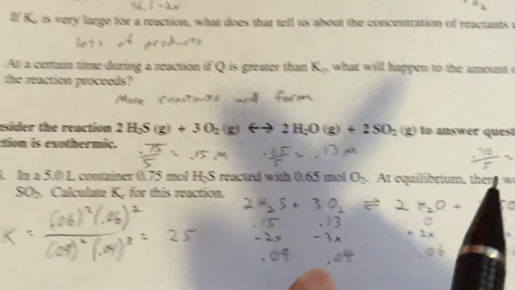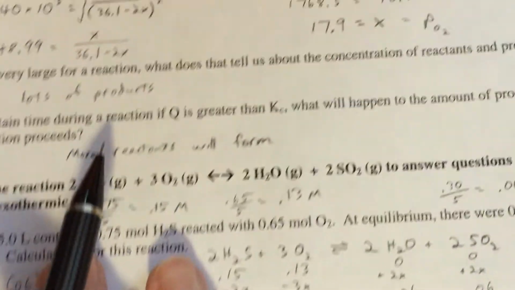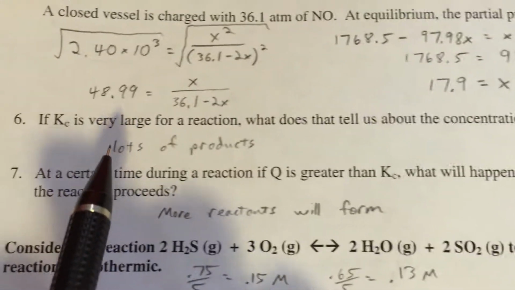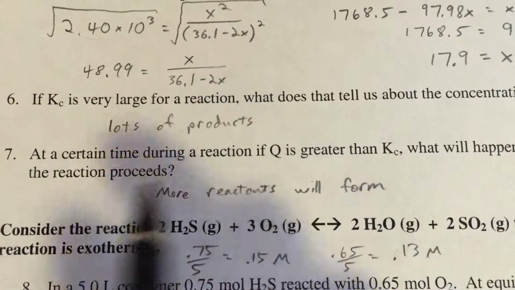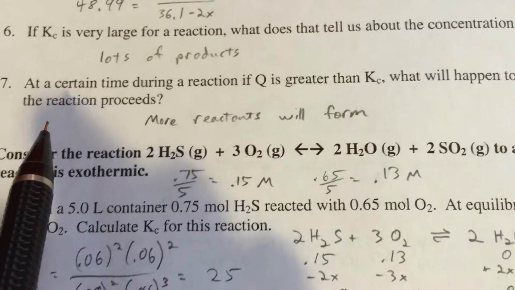Now 6, if Kc is very large, what does that tell us about the concentration? There are lots of products. Because Kc is products over reactants, if it's a big number, then the products have to be a big number in the numerator. And number 7, more reactants are going to form.